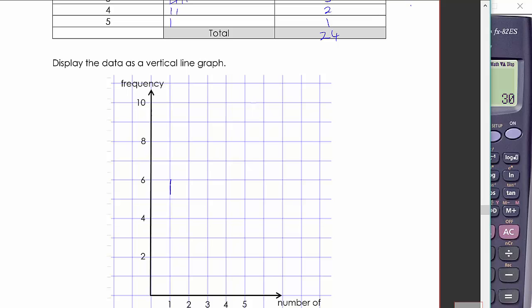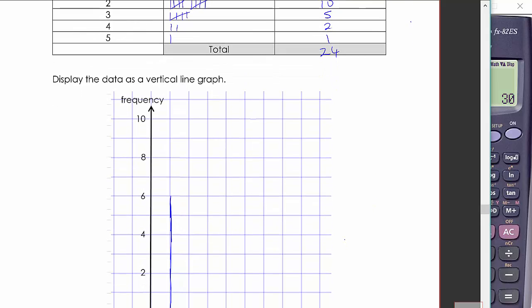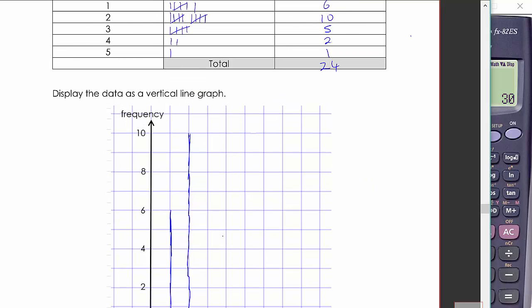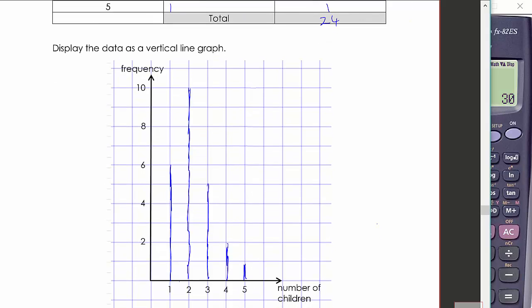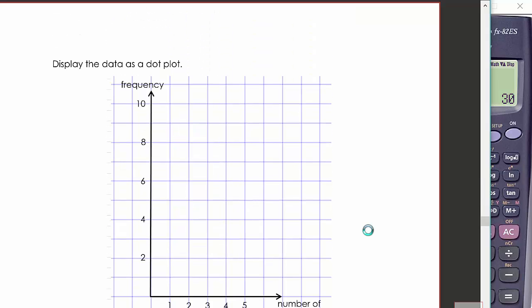So 6, the reason I say it's a line is what happens if I straddle that? If that's 1 and that's 2, this is 1.5. You can't have 1.5 children. That's what I don't like about it. But you will see it, so you have to roll with it when you do see it. So that's 10 there. And then this was 5. And then we've got 2. And then we've got 1. So that's a vertical line graph.